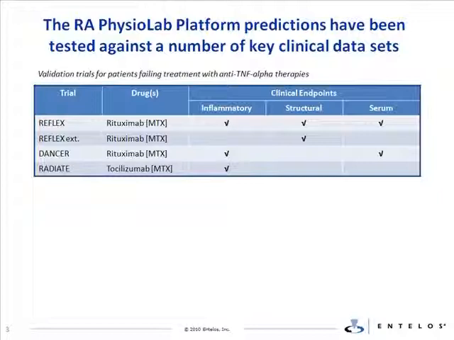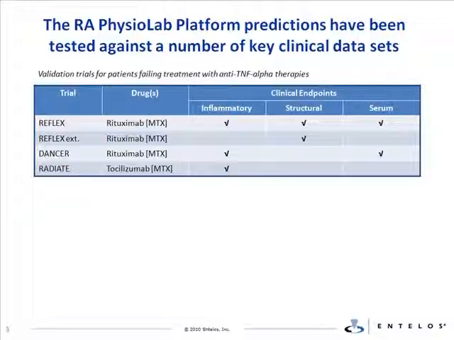This last table lists Phase 3 clinical trials published on RA patients who have failed anti-TNF-alpha therapy. In these trials, patients are most commonly receiving maintenance treatment with methotrexate, and the trials assess the clinical efficacy achieved when adding the novel drug. Data are available for both rituximab and tocilizumab.